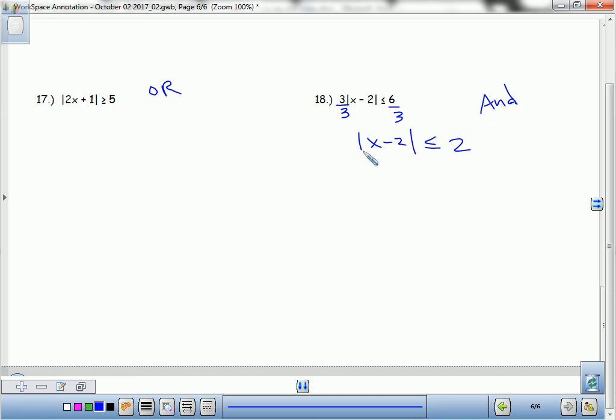Okay, I want you to try solving these two. The ors we can't write as a compound. The only ones we can write as a compound are the ands. So let me know if you have questions. The answers to these will be on our notes for today.